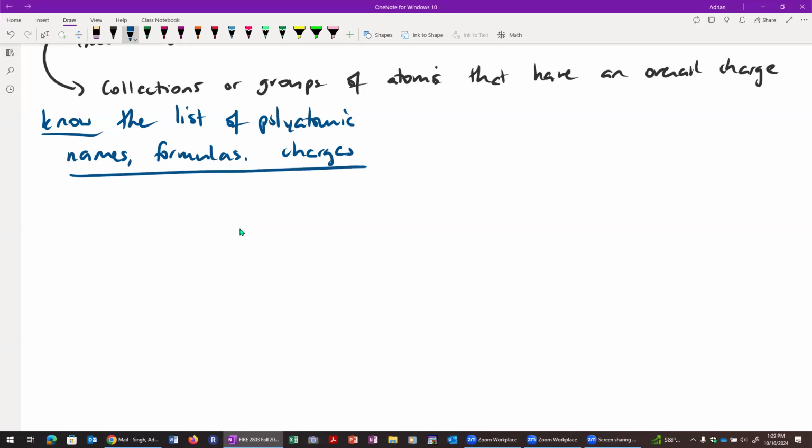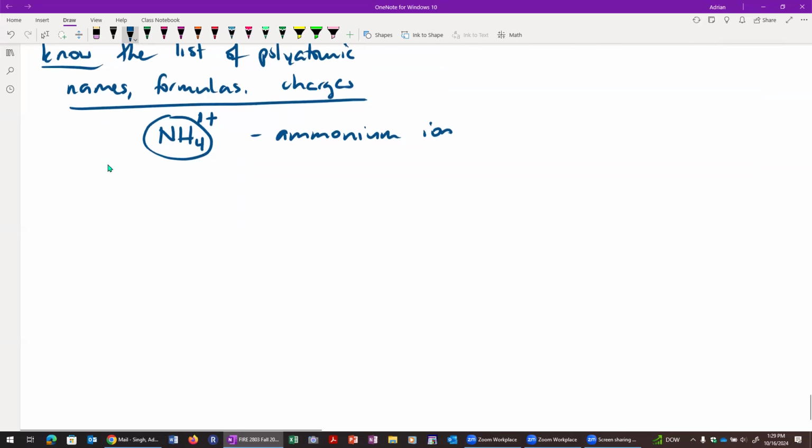The first one, and there's actually very few polyatomic cations, but there is one that is really, really common, and that is NH4 with a 1 plus charge. Okay, and this is called ammonium. That's the ammonium ion. So what this means is the N and the 4 H's together have an overall charge of 1 plus. Remember, when you have a 1 plus charge, you can just write 1 plus, or you can just write the plus. The one is understood to be there. Okay, so this is a polyatomic cation.